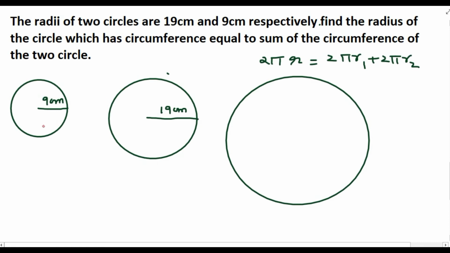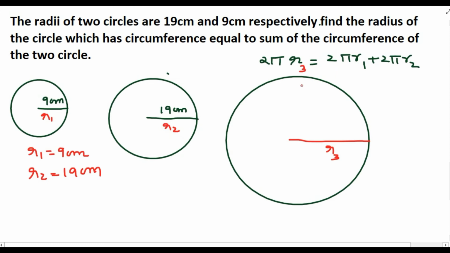So here the radius of the first circle we will take as r1. R1 is 9 cm. Again, the radius of the second circle is 19 cm, which I have taken as R2. We want to find the radius of this new circle, which is simply R, or if you want you can take R3. So R3 we want to find out in such a way; only one condition they have given.